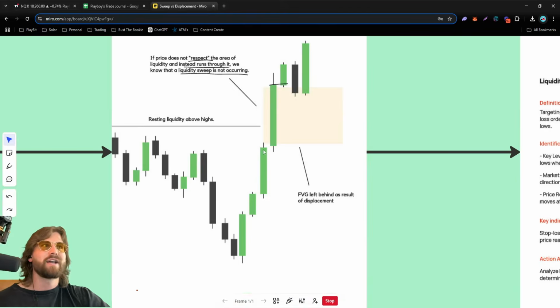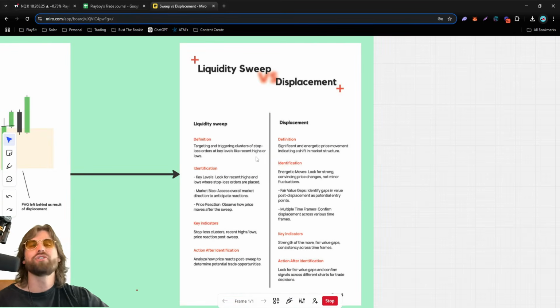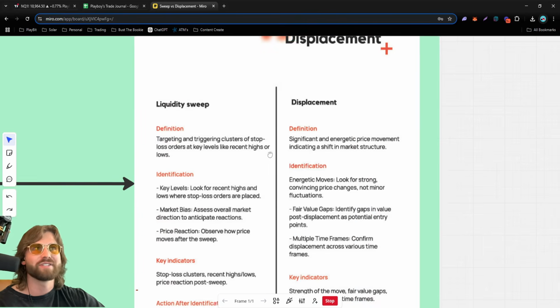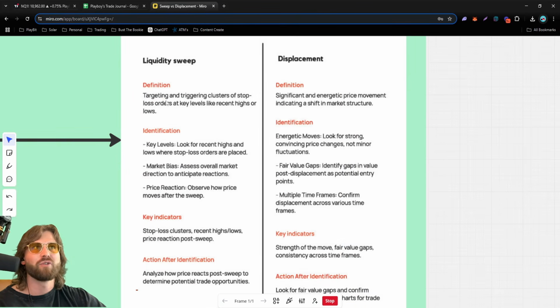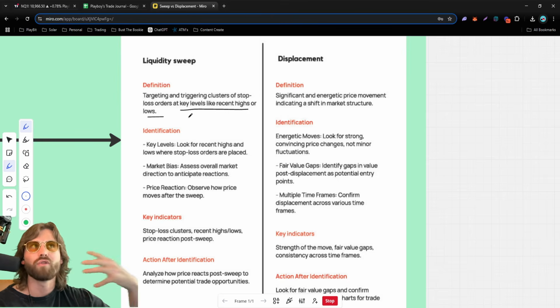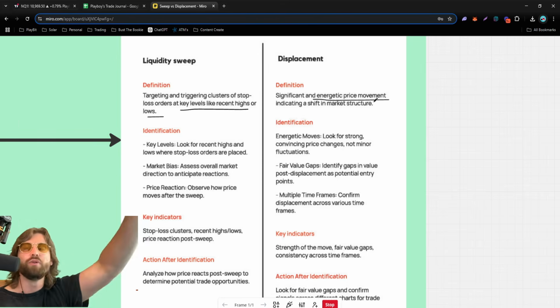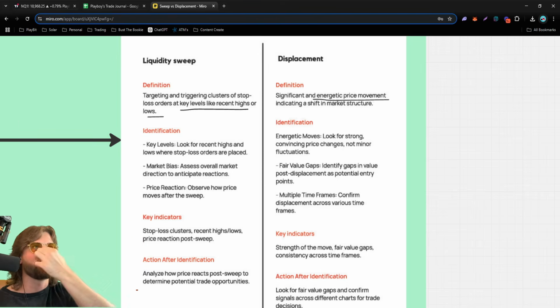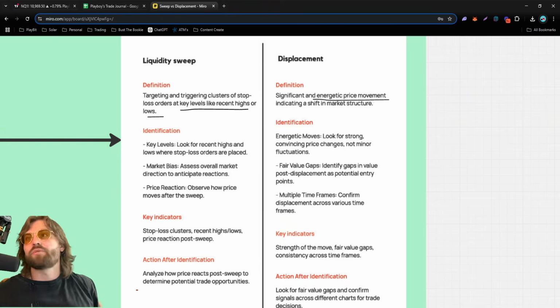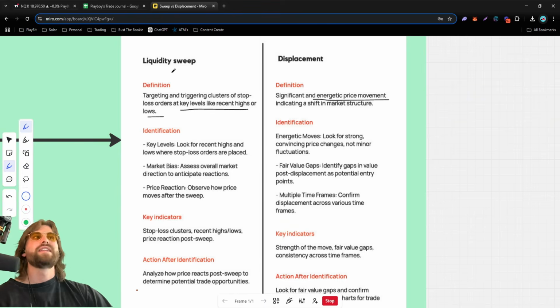Let's go back to the guide real quick. I want to now show you a quick differential between these two: the liquidity sweep versus displacement. The definition of liquidity sweep: targeting clusters of stop loss orders at key levels like recent highs or lows in order to reverse. Displacement: significant and energetic price movement. We want to see it energetically moving, continuing in one direction. We do not want to see it immediately triggering stops and reversing, because that would be a liquidity sweep.